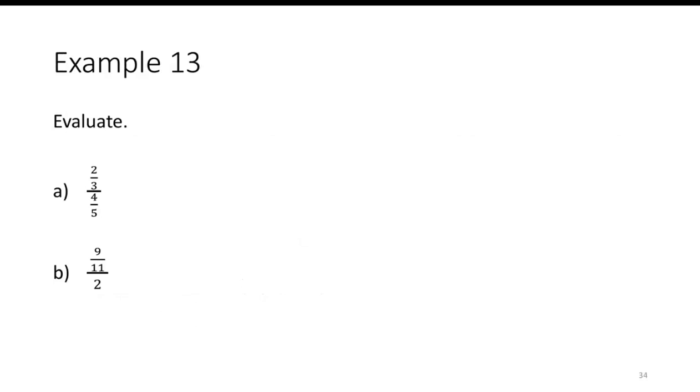To deal with complex fractions, one way is just to treat the fraction bar as division. So if I see 2/3 over 4/5, that's really 2/3 divided by 4 over 5. So common denominator is 15. This becomes 10/15 divided by 12/15. So this is going to be 10/12 or 5 over 6.